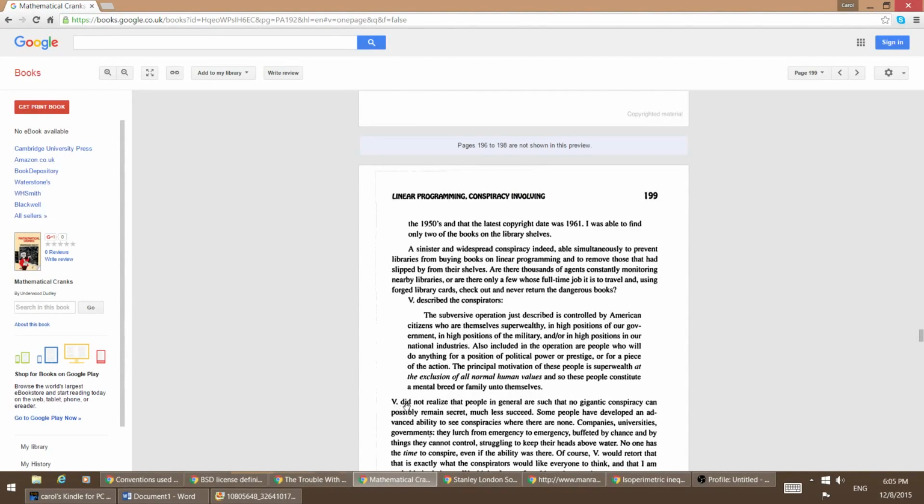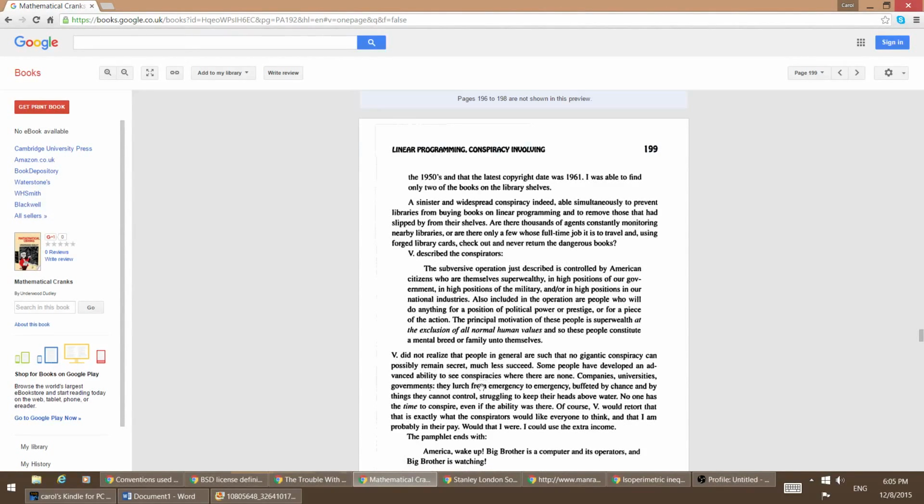And number 5, I think, did not realize that people in general are such that no gigantic conspiracy can possibly remain secret, much less succeed. Some people have developed an advanced ability to see conspiracies where there are none. Companies, universities, governments, they lurch from emergency to emergency, buffeted by chance and by things that they cannot control, struggling to keep their heads above water. No one has the time to conspire, even if the ability was there.